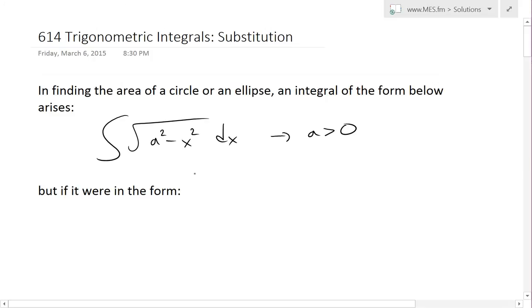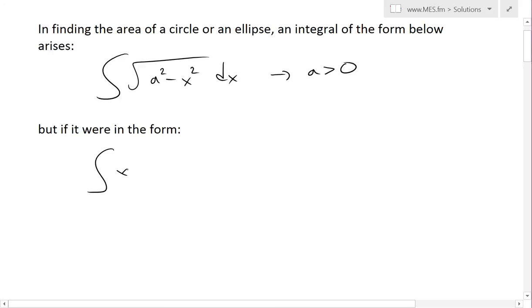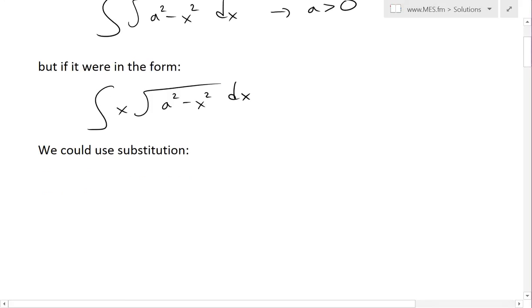Now the integral of this is not straightforward, but if it were in another form, let's say we had an x in front of it, so x times the square root of a squared minus x squared dx, we could use this substitution: let u equal a squared minus x squared. The reason for this is that the differential du equals negative 2x dx. So in this case, we've covered these two right here, and this entire thing is gone.